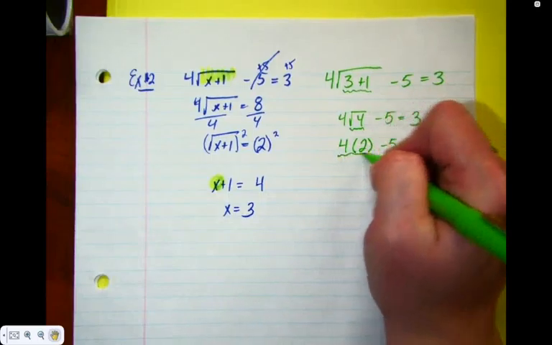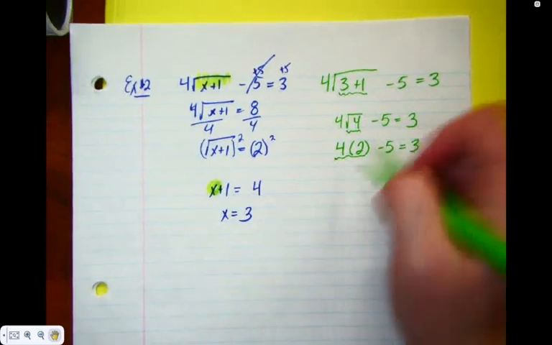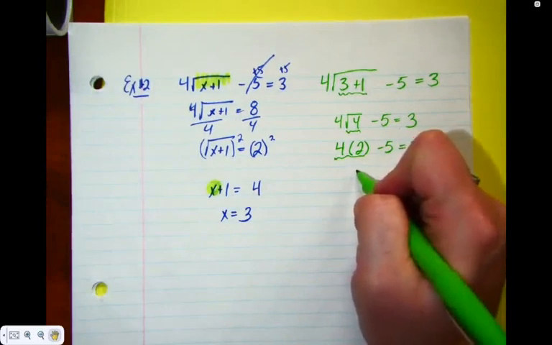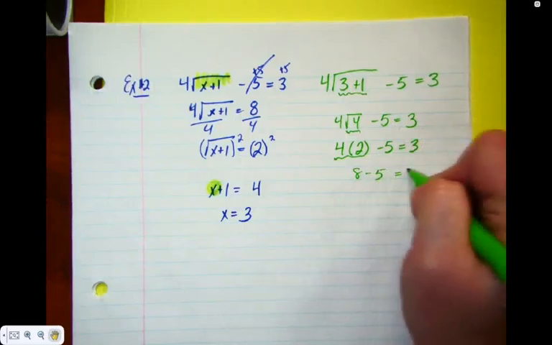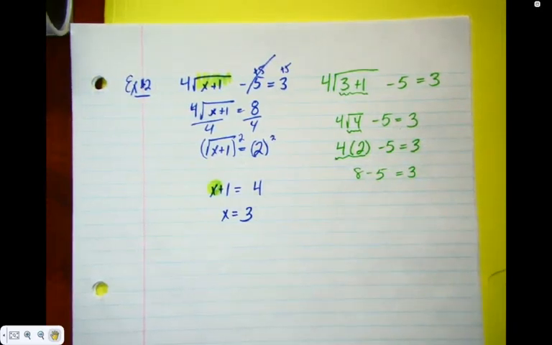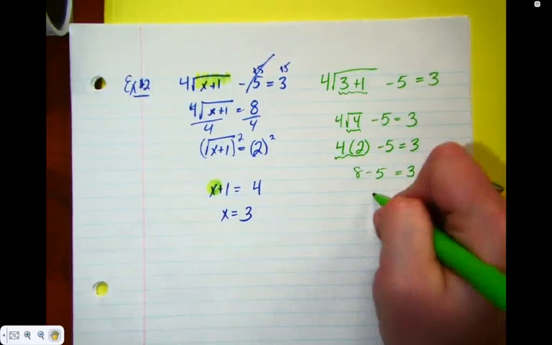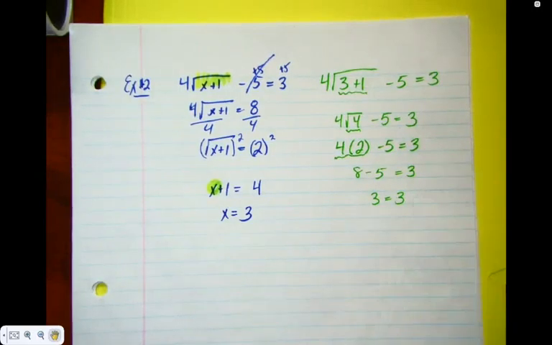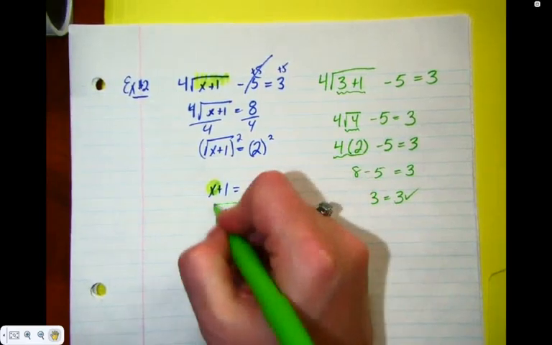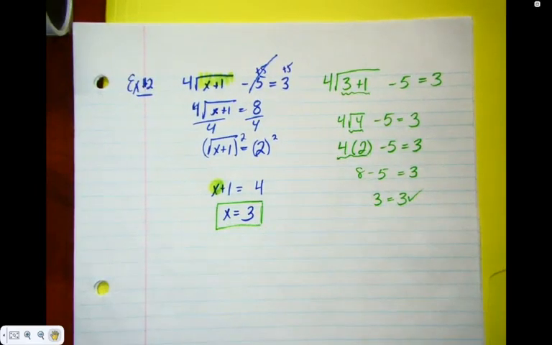Next, I'm going to do the multiplication of 4 times 2, and then the subtraction, 8 minus 5. What does it mean, 3 equals 3? It means that this is the correct answer and this is indeed a solution.